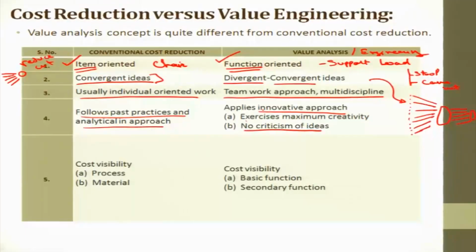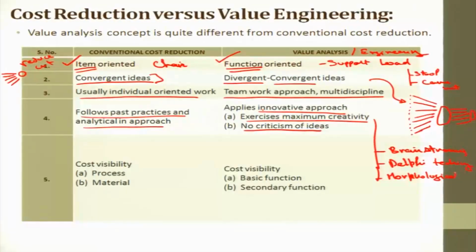Value engineering says exercise maximum creativity, use creativity techniques like brainstorming, Delphi technique, then morphological analysis. There are various ways to have creative ideas. So in cost reduction, the cost visibility is the process cost or processing cost and material cost. Now these always involve the cost of the part, the specific components. Then in processing we have the labor cost, overheads.